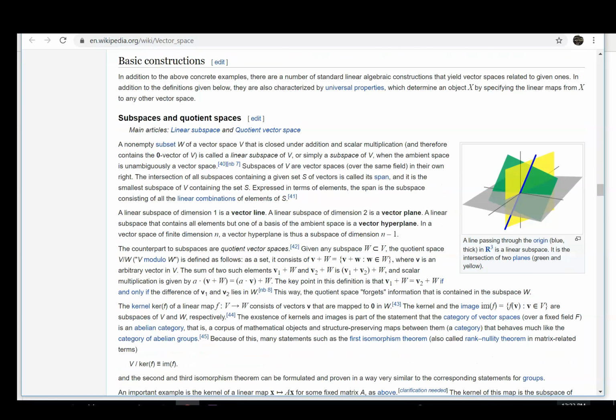In R3, R3 is also going to be a vector space. Why are R2, R3, and Rn vector spaces? Because you take a vector in R2, multiply it by a scalar number, you still have a vector in R2. You take two vectors in R2, add them together, you get a vector in R2. Same thing for R3 and same thing for Rn. All linear combinations stay in the same space. What happens in a vector space stays in a vector space.